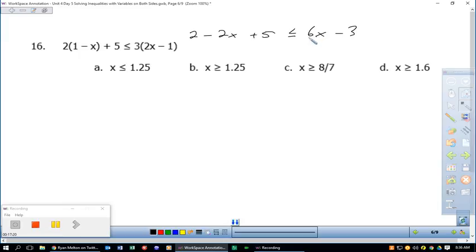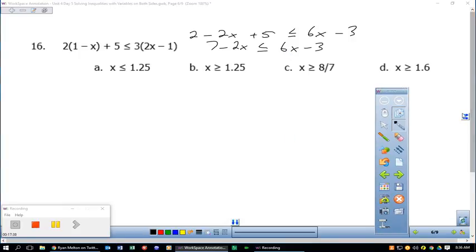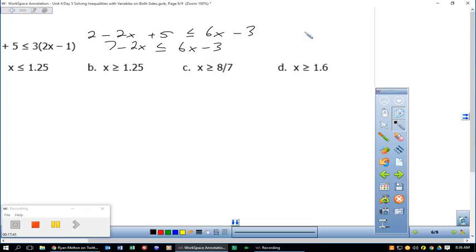Okay. So let's see, we're going to combine that together, so that's 7 minus 2x equal to 6x minus 3. I'm going to try to write it the same way you probably are going to have to. So over here we're going to subtract 6x. Subtract 6x. So that is 7. So we're going up here now. 7 minus 8x, so less than or equal to negative 3.